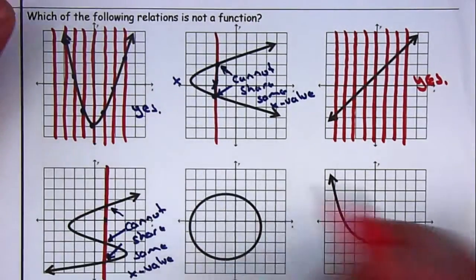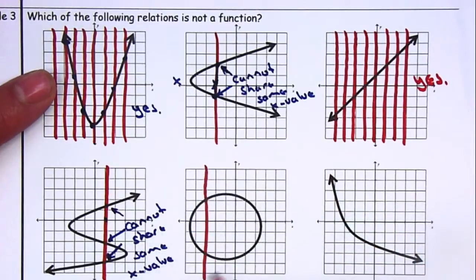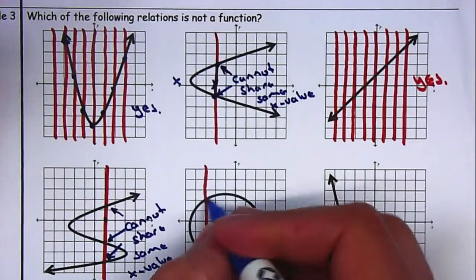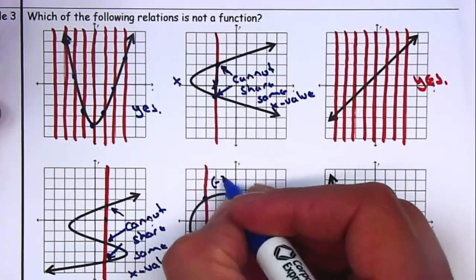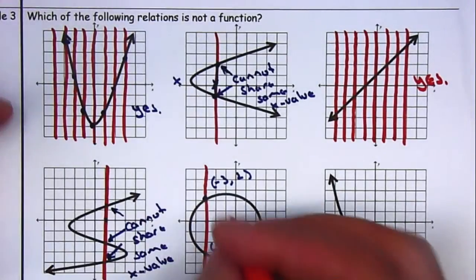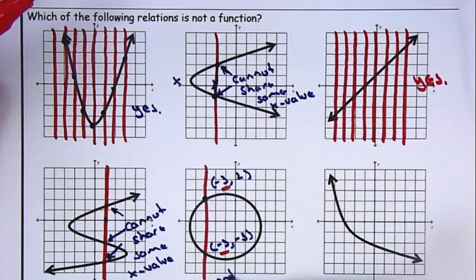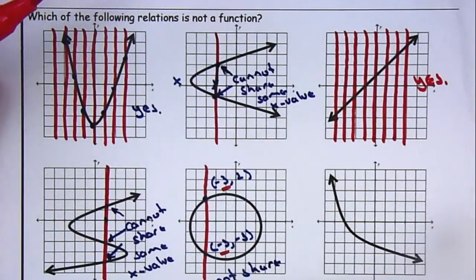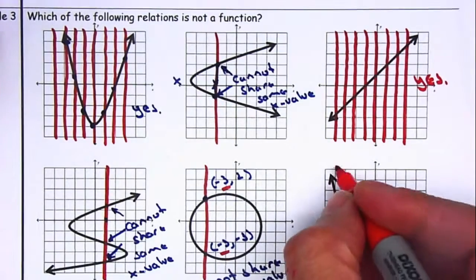The next one, I already know that's not a function because if I draw a line, I know that. Let me just go and write the coordinates for these points, which is -3 and 2. For this point over here is -3 and -3. So if you notice, they have the same x value. So cannot share same x value. You must write down an explanation whenever it's not a function in order to receive credit.